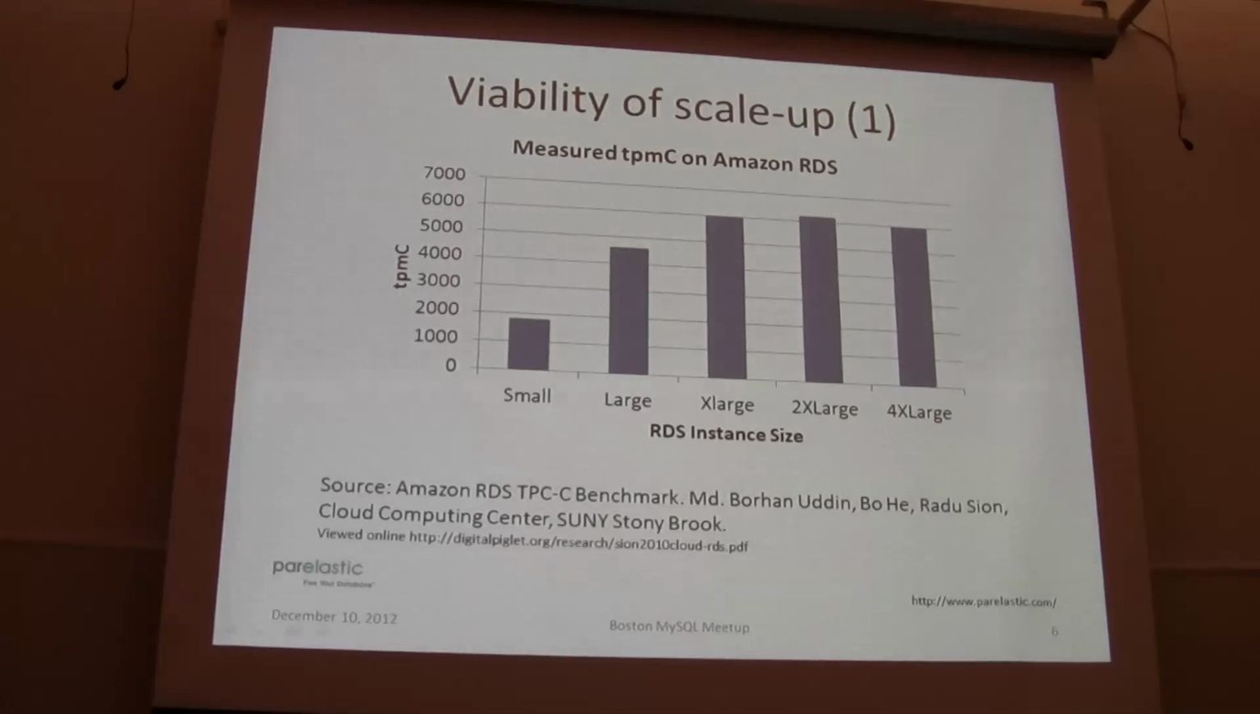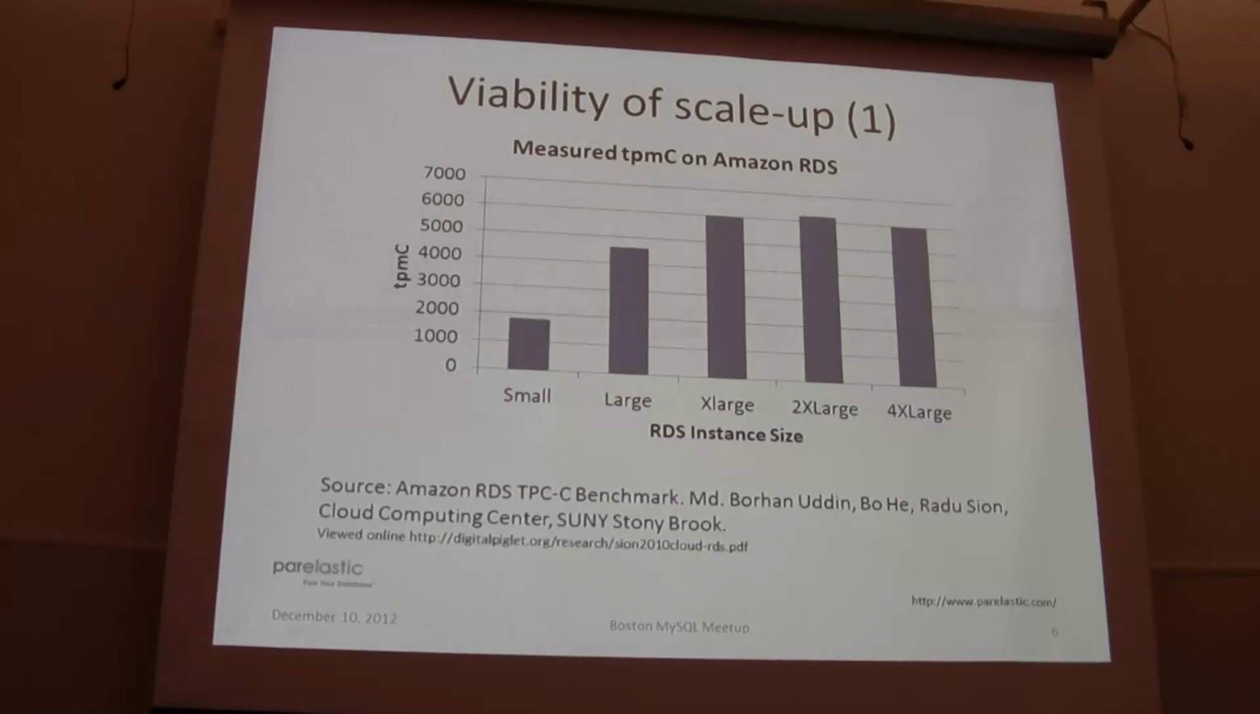This is a set of results from a study which was published by some guys at the State University of New York. For all of you Amazon types, those are EC2 instance types, or RDS instance types. The benchmark they use, standard TPCC. And they measured what they could get for TPMC. That's the number of transactions per minute of this particular benchmark.